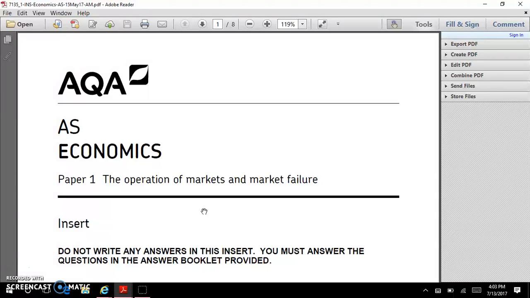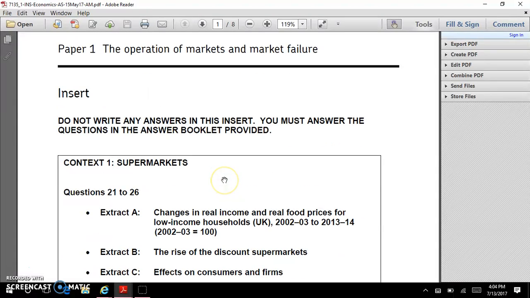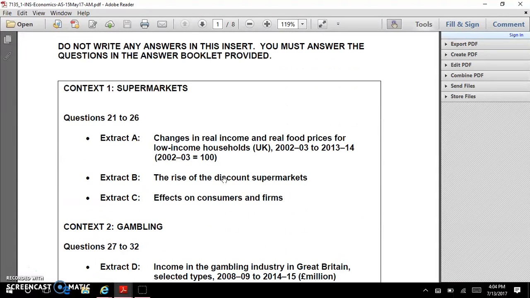So the paper comes in two parts. You get your question answer booklet, and you also get your context paper. Now, the context paper, such as the one you've got in front of you here, sets out the data which you're going to have. It comes in two sections. You've got context 1 and context 2. So depending on which context you want to follow, which questions you want to do, you'll choose which topic area.